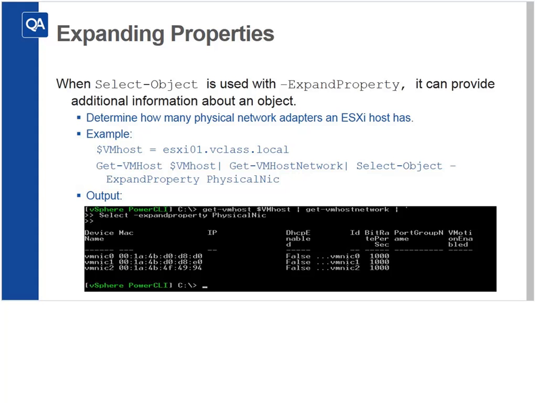So what we've done here is expand the property, to turn the three into the actual three objects. The objects we're interested in are the physical NICs, and there are the three down there, VMNIC 0, 1, and 2. I think I've got three NICs on my host as well. So they'll look like that when we do the demo.